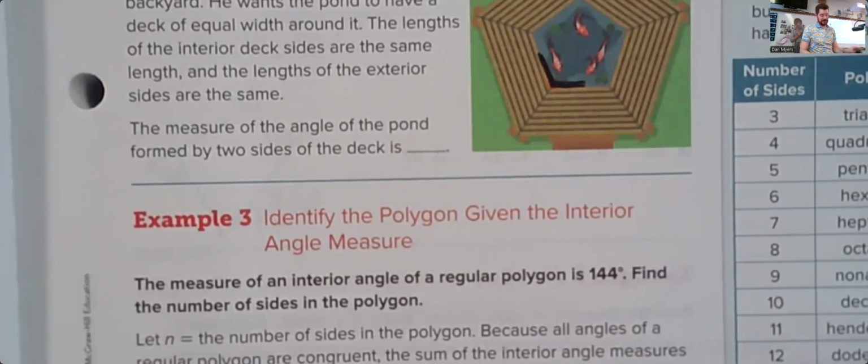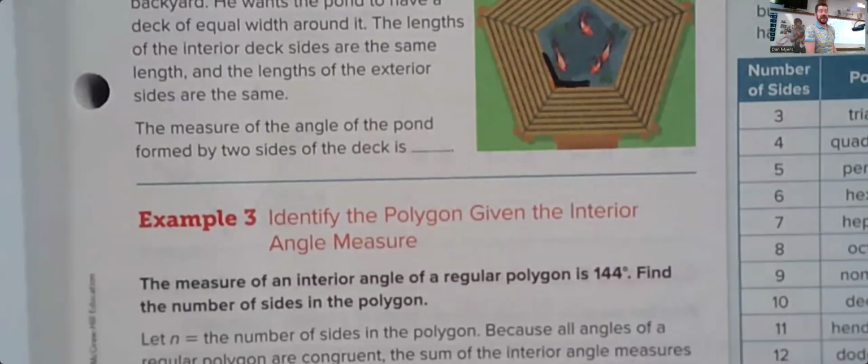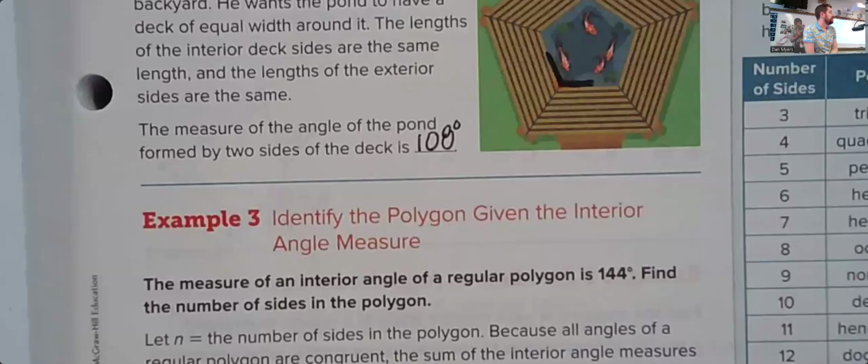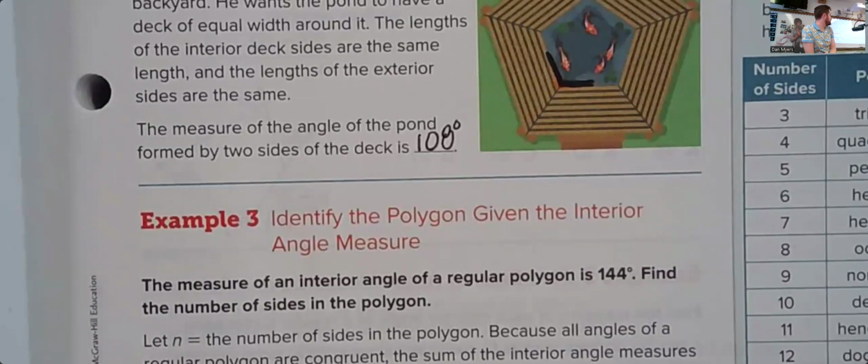Everybody got it? It would be 540 for the total amount of degrees. How many angles are there? There's 5. They're all the same. So 108. There you go. 108 degrees. Each angle formed by 2 sides of the deck is 108 degrees. 540 divided by 5. Nice. A little bit easier.